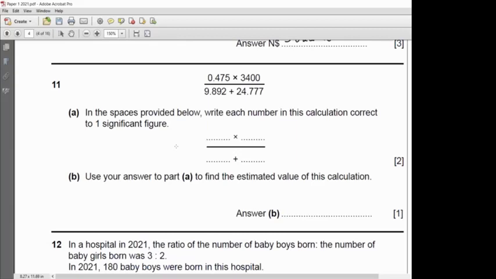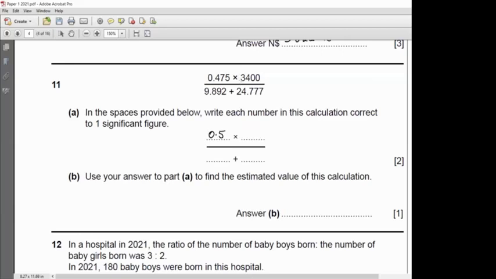Okay, number 11, in the space provided, write each number in your calculation correct to one significant figure. So we have this sum here that we have to work out, but first convert each of these to one significant figure. So the first one, remember that a 0 before the decimal is insignificant. So our first significant figure is 4. Then you look at the number after the 4. This is a 7. It's greater than 5, so this 4 will become a 5. So 0.475 to one significant figure is 0.5.